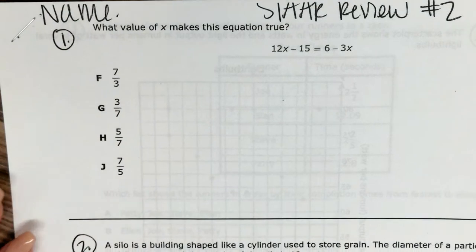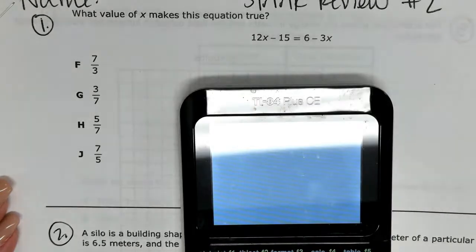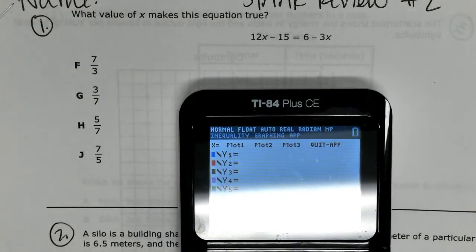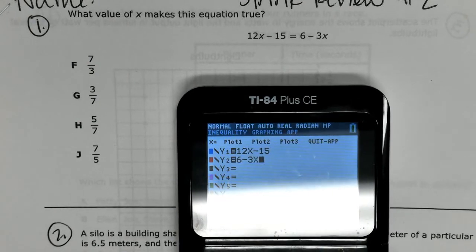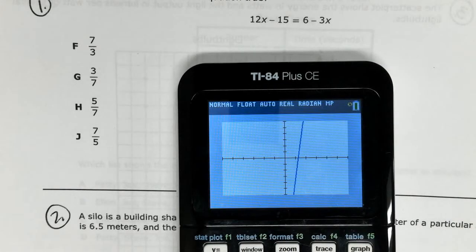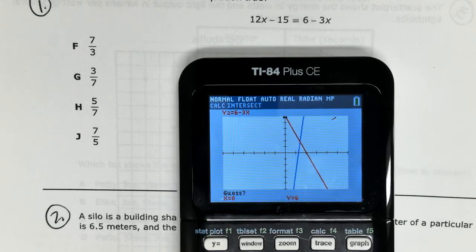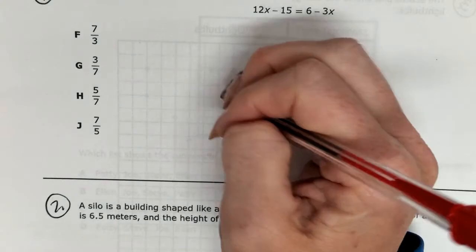Number 1, what did you do? Put it in your, yep, so you go to Y1, put in 12x minus 15, go to Y2, 6 minus 3x, second trace option 5. If you can't see the intersection, you probably need to zoom out, which I don't. I hit enter, enter, enter, and that's my answer, 1.4.